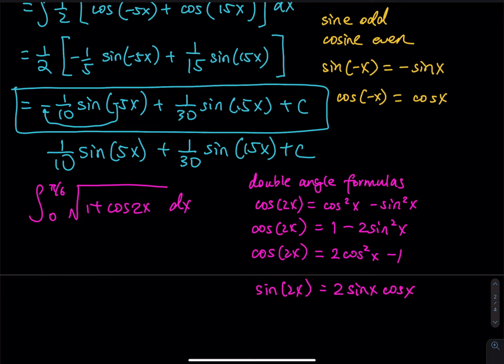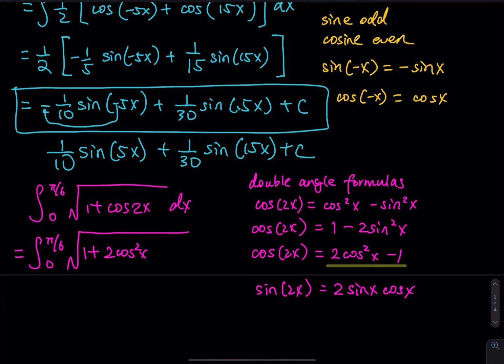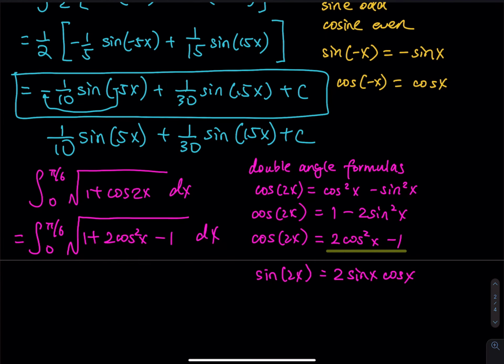So which one should I use? I am planning to use this one in this problem. So let's do the rewrite. We have the integral from 0 to pi over 6 of the square root of 1 plus 2 cosine squared x minus 1, and then dx. Now we have 1 minus 1 that equals 0, right? So from 0 to pi over 6, we have the square root of 2 times cosine squared x dx.